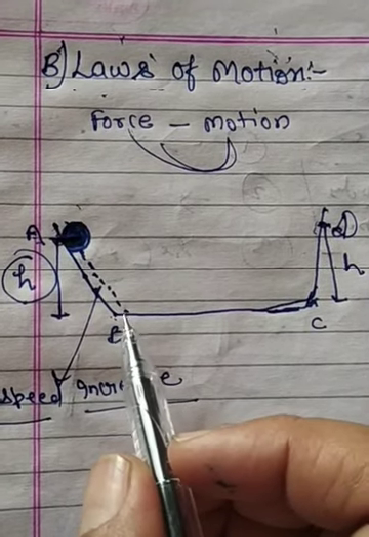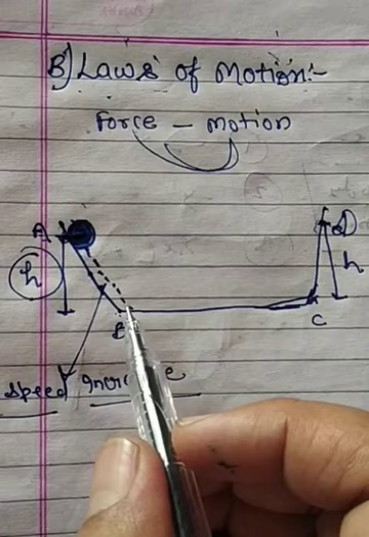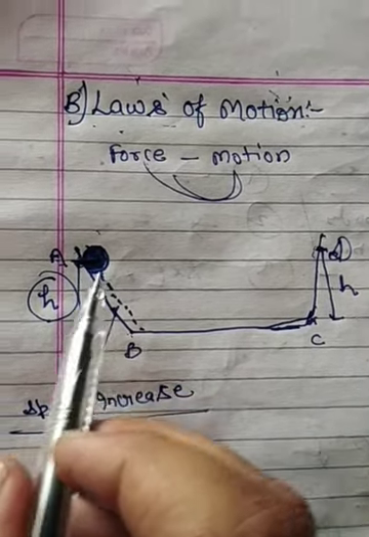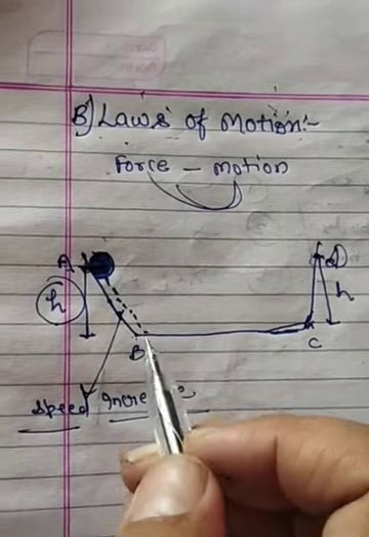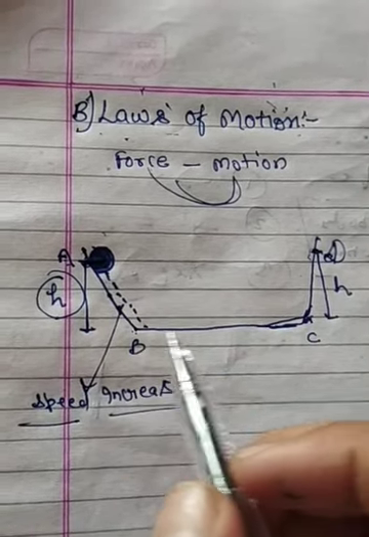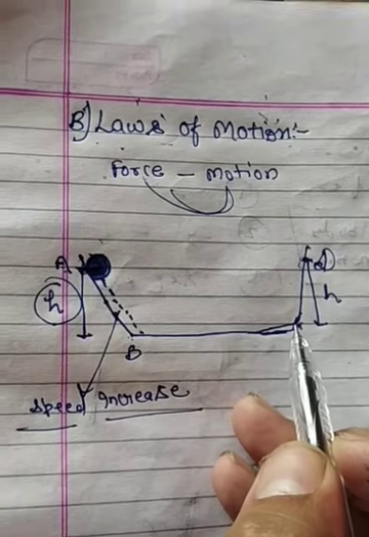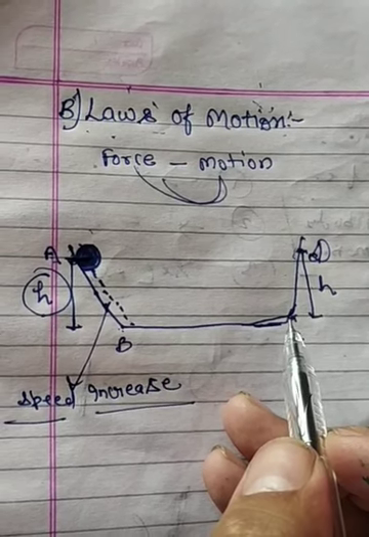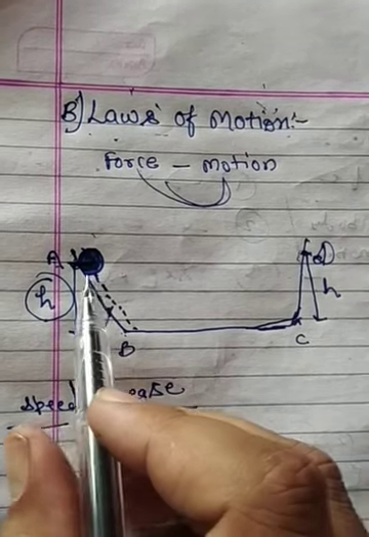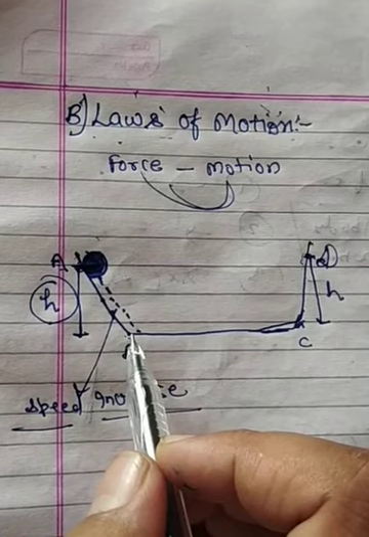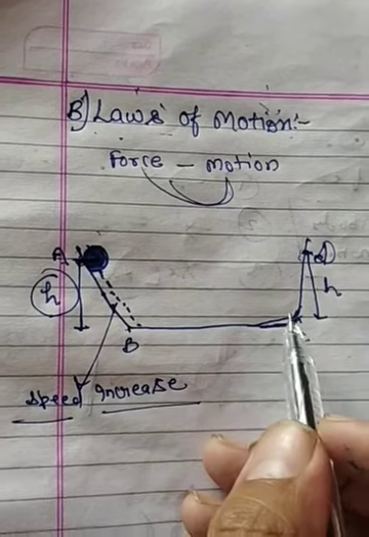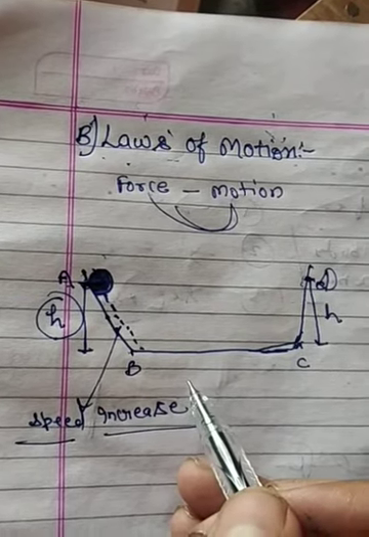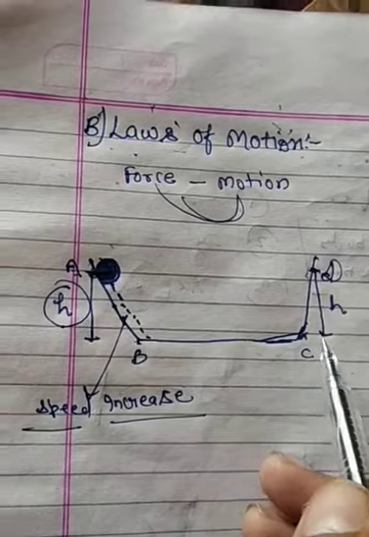He observed the speed of the ball from B to C. Because the ball is coming from a certain height, it will not stop at point B; it will start moving from B to C also. The ball comes from A to B, and it moves from B to C with the same speed.